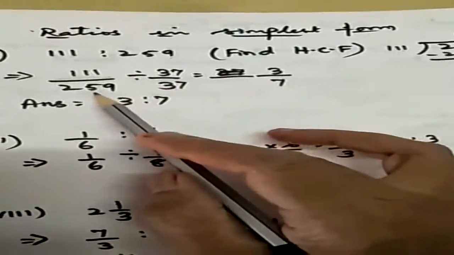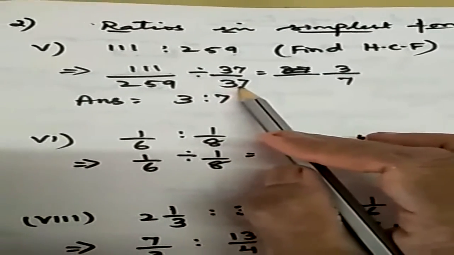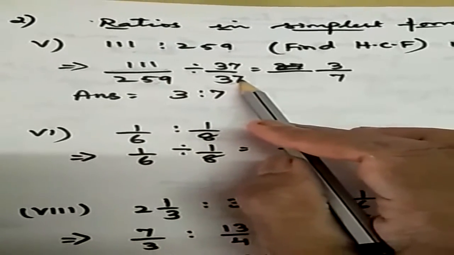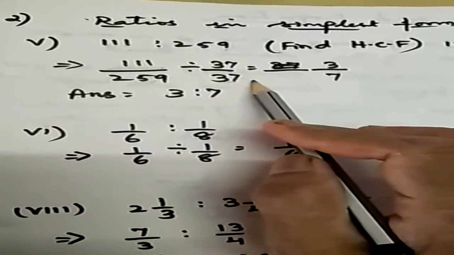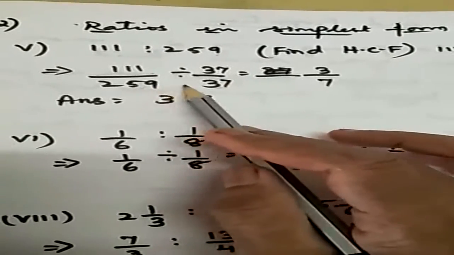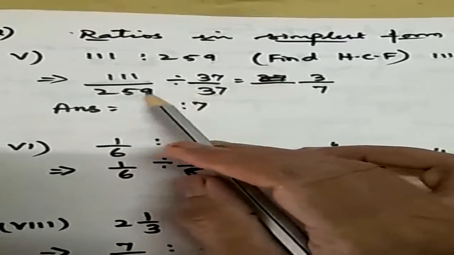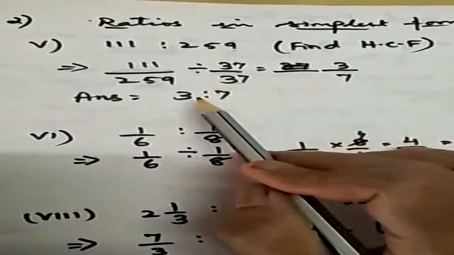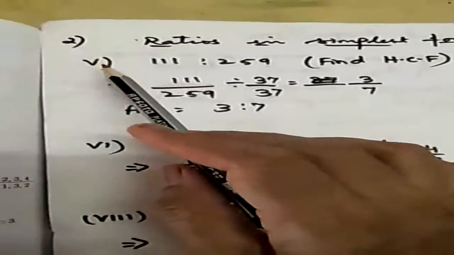So how will you do the division? What is the trick? In 37, where will 259 come? You see the 7 table, 7 7s are 49. Let us try 37 into 7. Like that you should try and see, because if you go on dividing, it will take more time. So that is the short trick of dividing and finding out. 3 by 7. So what is the final answer you got? 3 is to 7.